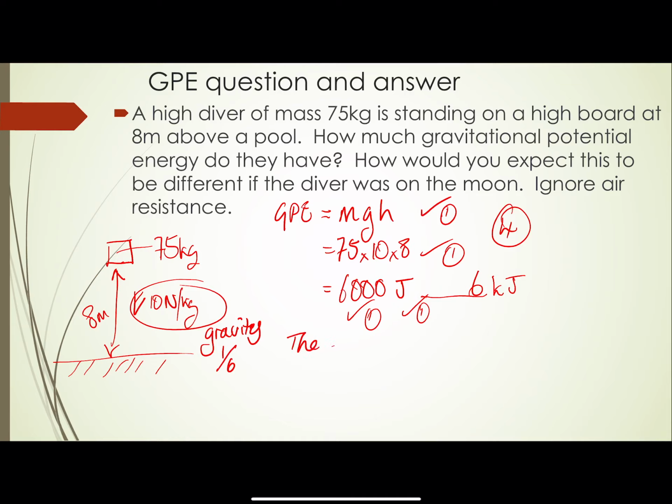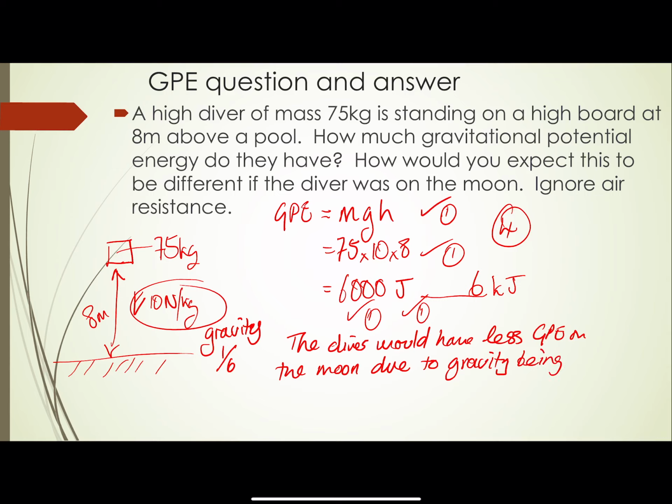So the diver would have less GPE on the moon due to gravity being less. That might be 1 mark, it might be 2 marks.